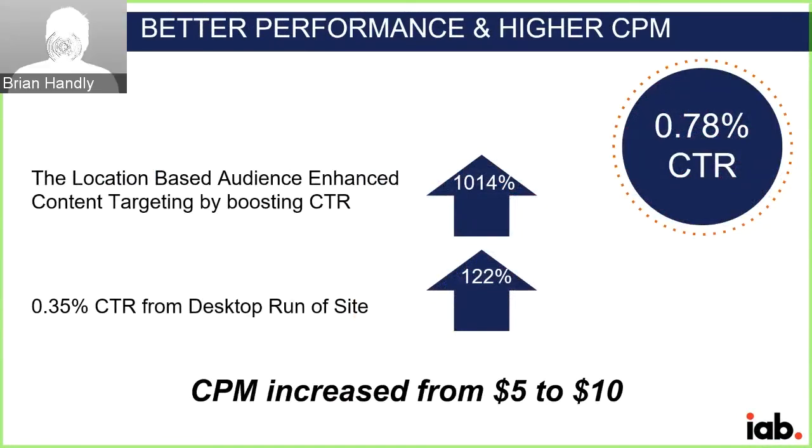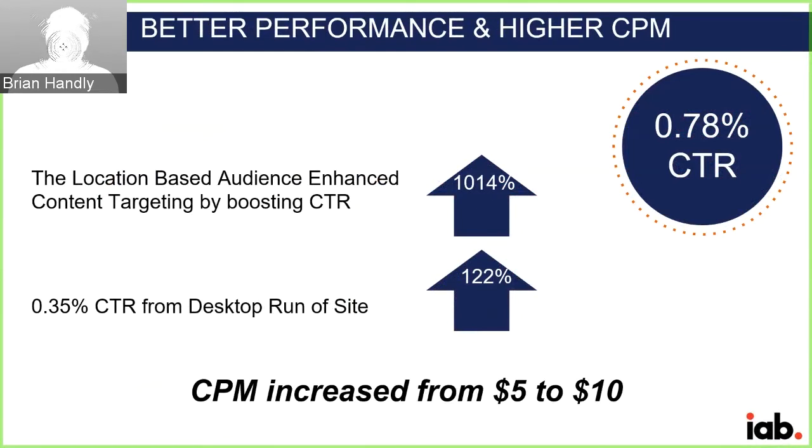So as you can imagine, if you have a highly targeted audience, you're going to get better results. We got almost 1,000% increase in the click-through versus just the content or run-of-site ads, and 122% increase over the desktop ads. And the best thing was the publisher was able to, last year they were charging $5 CPMs, this year they went to $10 CPM.